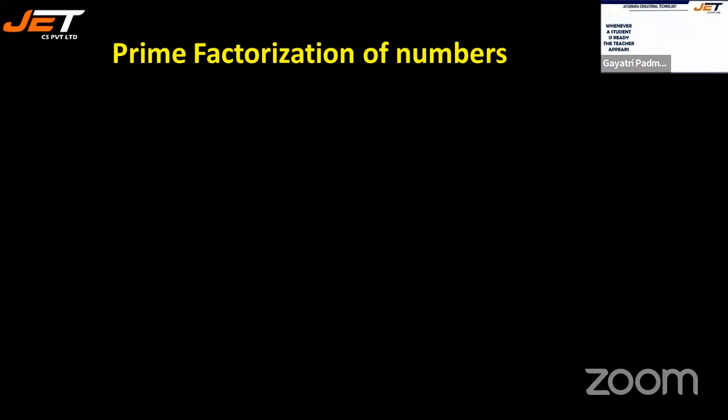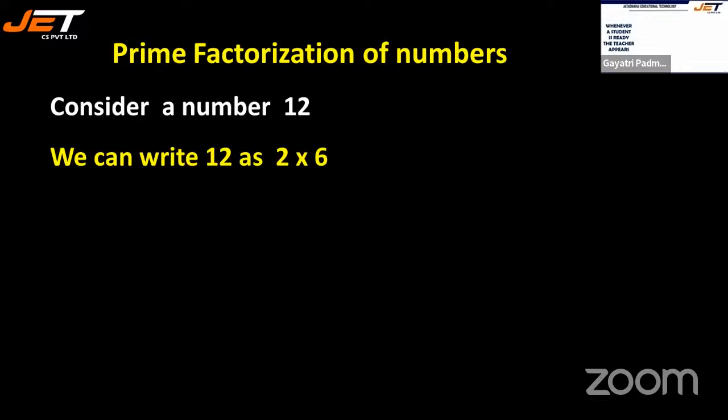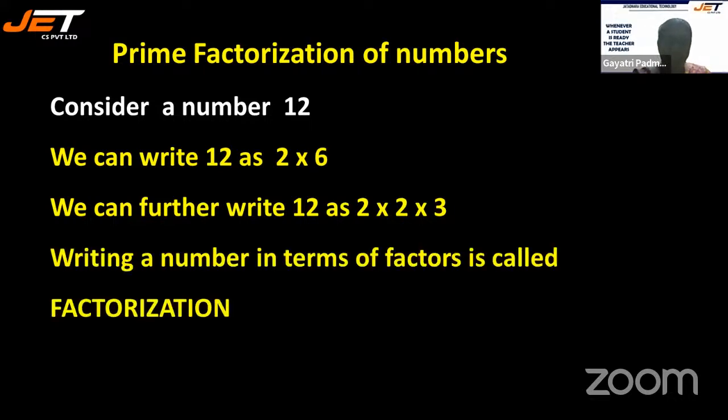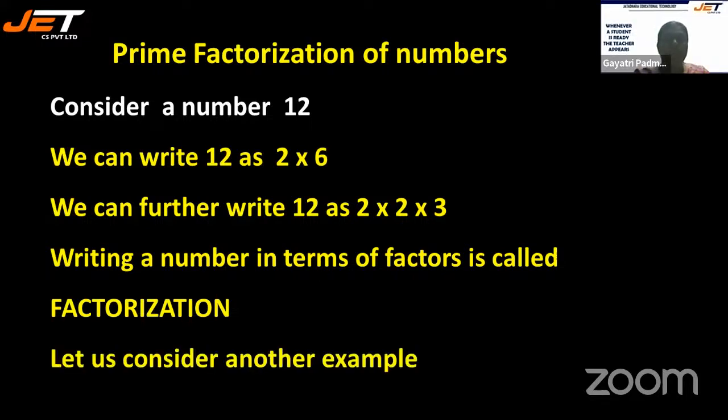Yes. Now let us consider another example. Consider the number 12. We can write 12 as 2 into 6. We can further write 12 as 2 into 2 into 3. Writing a number in terms of factors is called factorization. So what are the factors? For 12, the factors are 2 and 3, right? 4 again can be written as 2 into 2. 6 again can be written in terms of 2 and 3, right? So writing the numbers in terms of factors is called factorization.